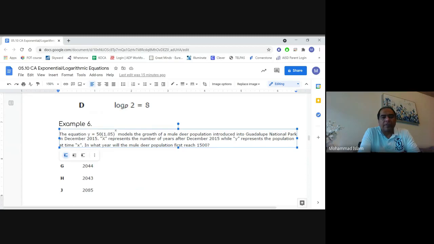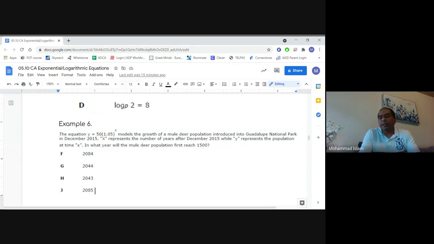Okay, let's do example number 6 now. These kinds of problems you can see very often, and you should have good confidence in solving them. The equation y equals 50 times 1.05 exponent x models the growth of a mule deer. I did this problem last time, so I'm just going to solve it mathematically.